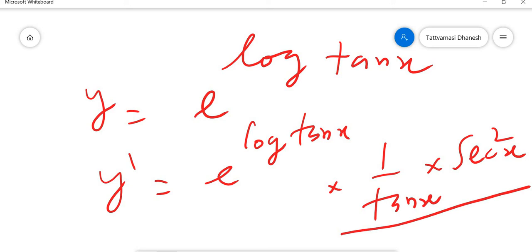So that's all about the chain rule. This is a very important rule we use in neural networks, deep learning, and the backpropagation algorithm. Everywhere we use the chain rule.